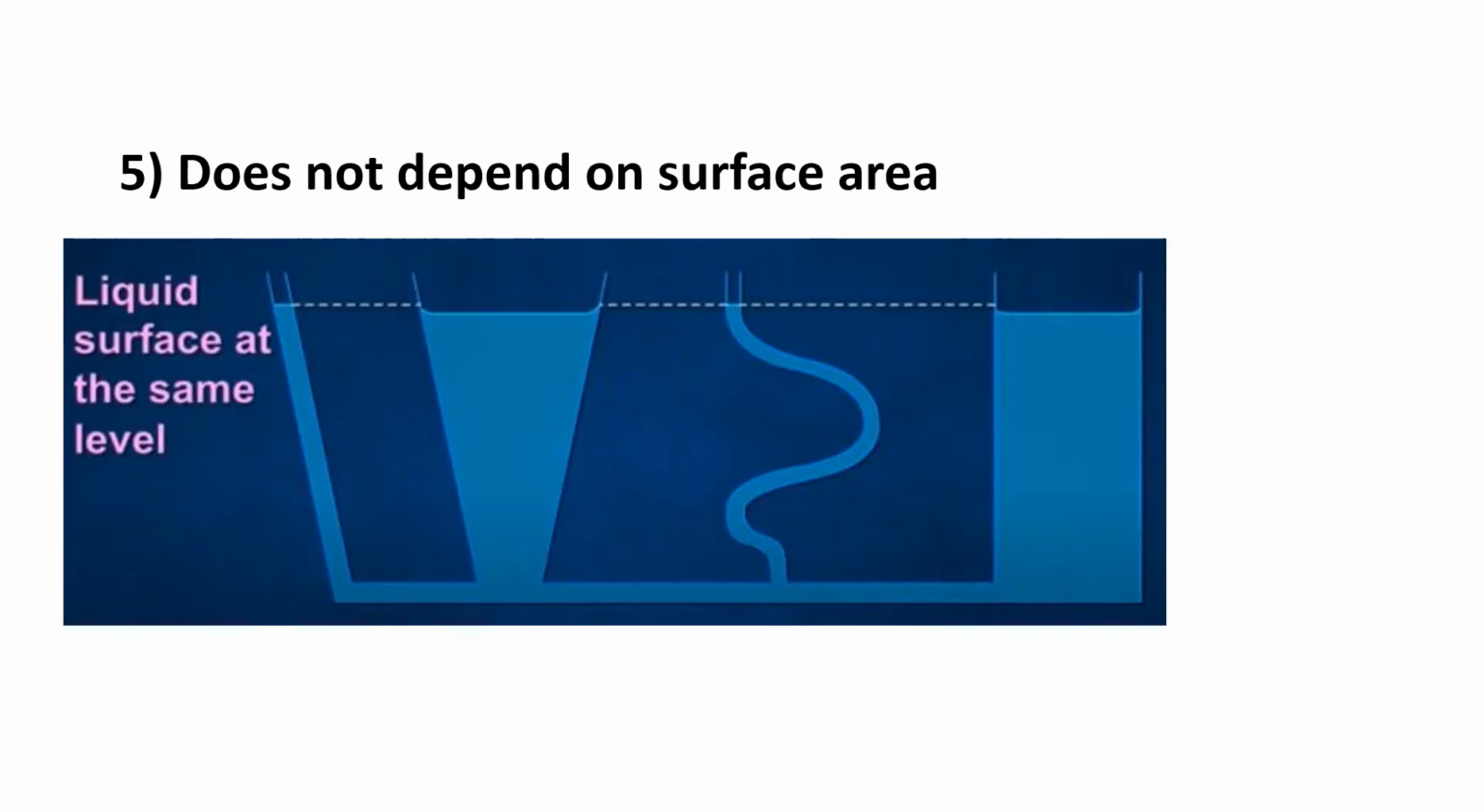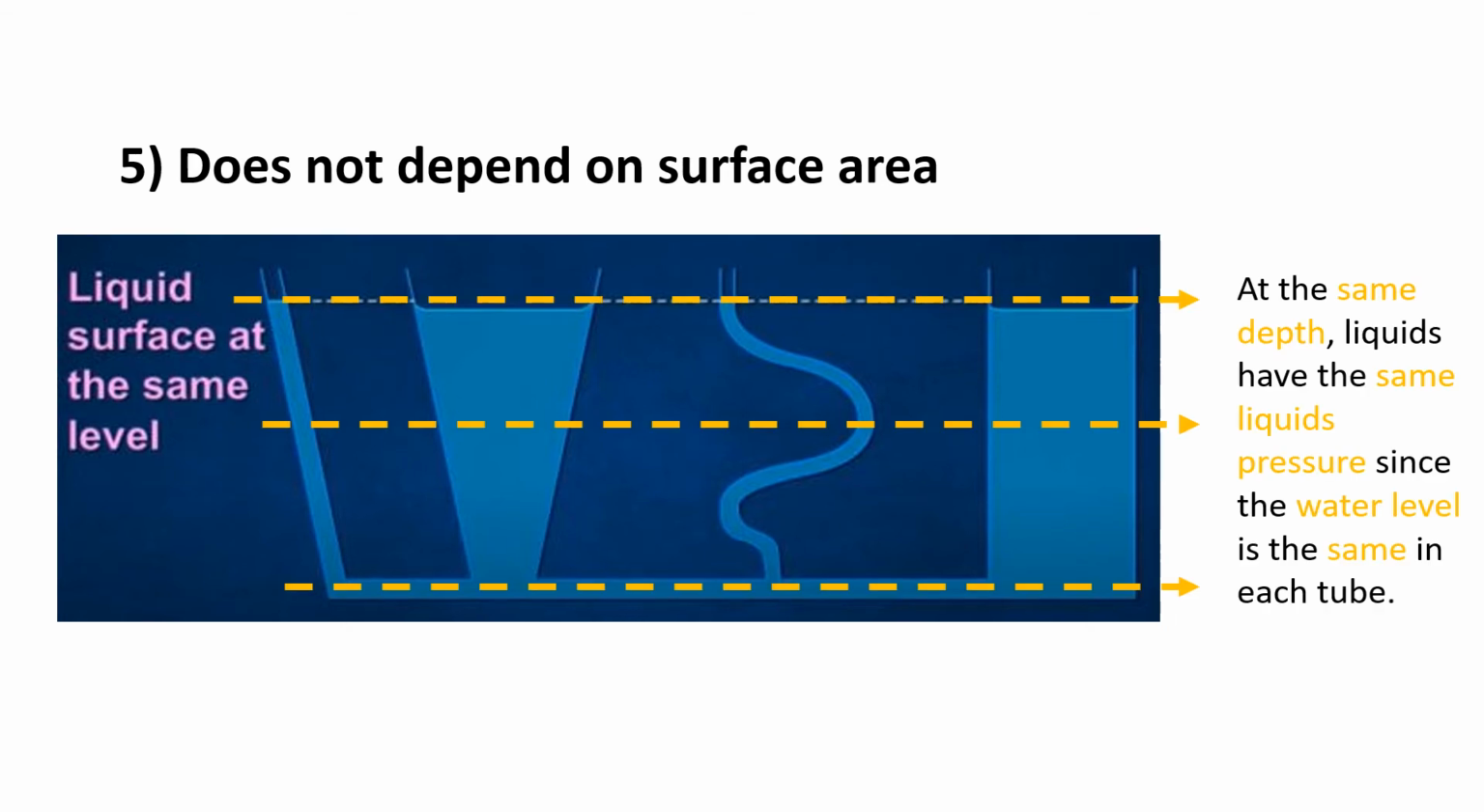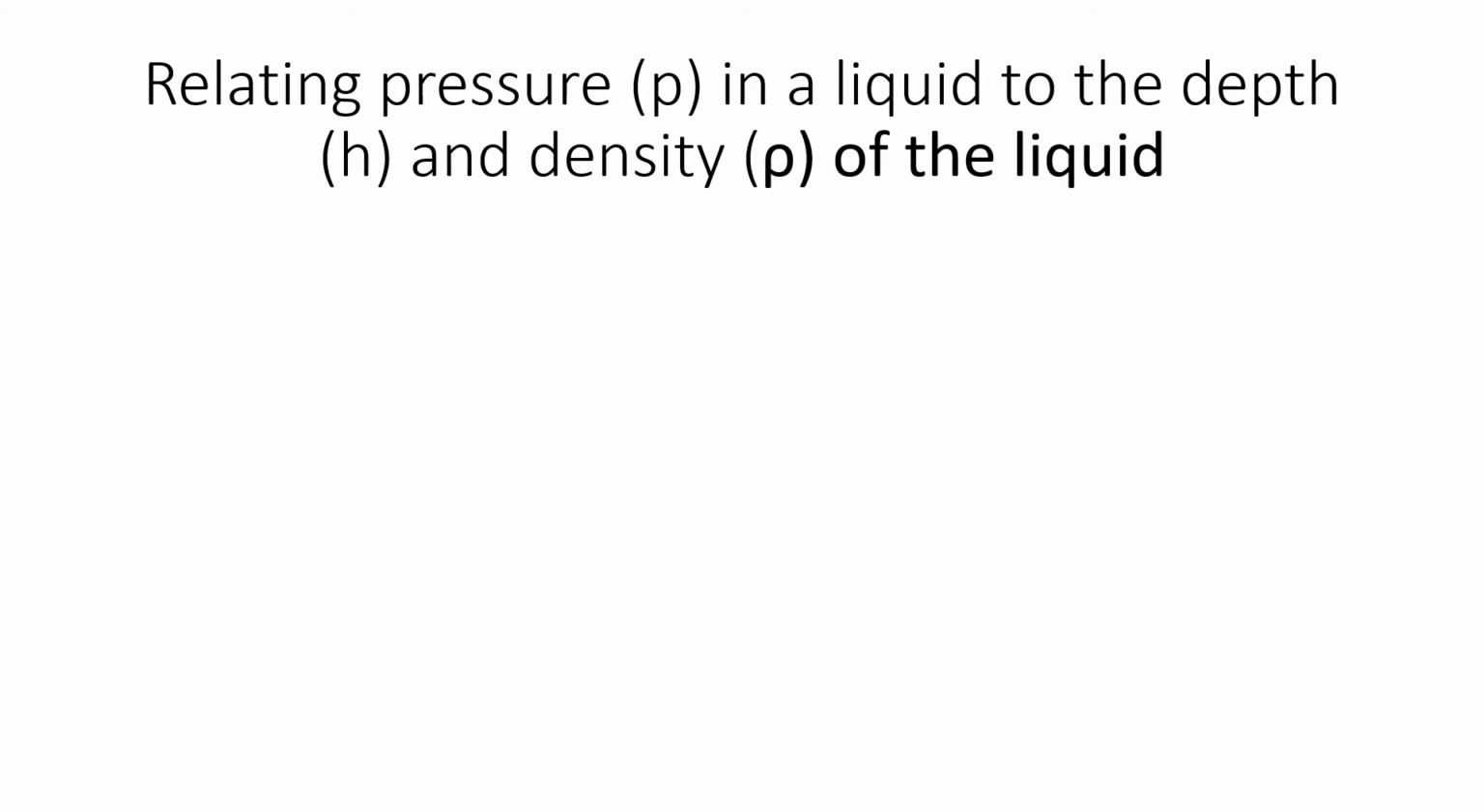Pressure does not depend on surface area. The pressure in the liquid is not affected by the surface area. The figure shows that tubes of different shapes and diameters have the same pressure at the same depth, since the water level is the same in each tube. So, from these factors affecting the pressure in a liquid, we can derive the pressure in a liquid by relating pressure to the depth and density of the liquid.